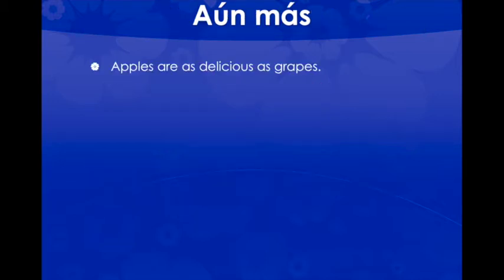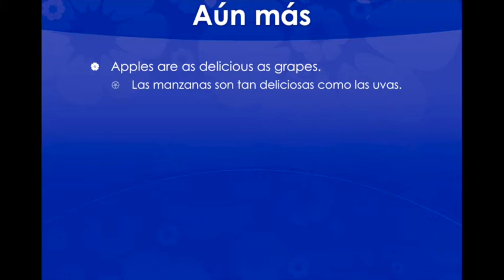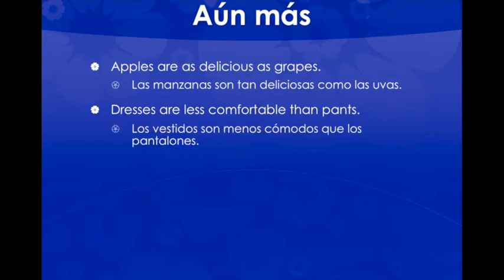Apples are as delicious as grapes. Las manzanas son tan deliciosas como las uvas. Notice how deliciosas agrees with las manzanas. Dresses are less comfortable than pants. Los vestidos son menos cómodos que los pantalones. Notice how cómodos agrees with los vestidos.